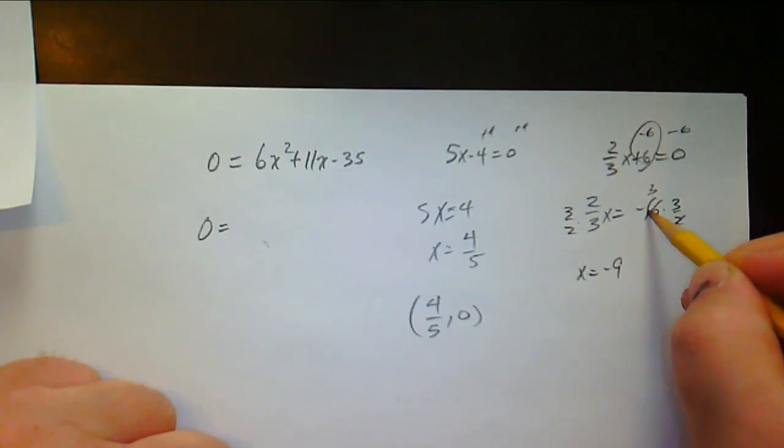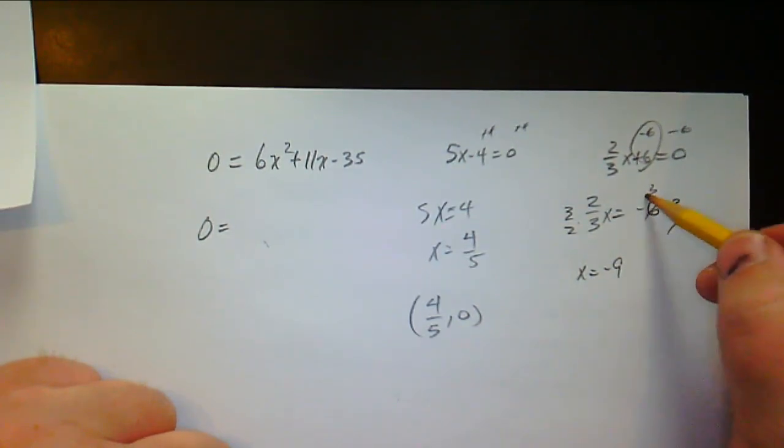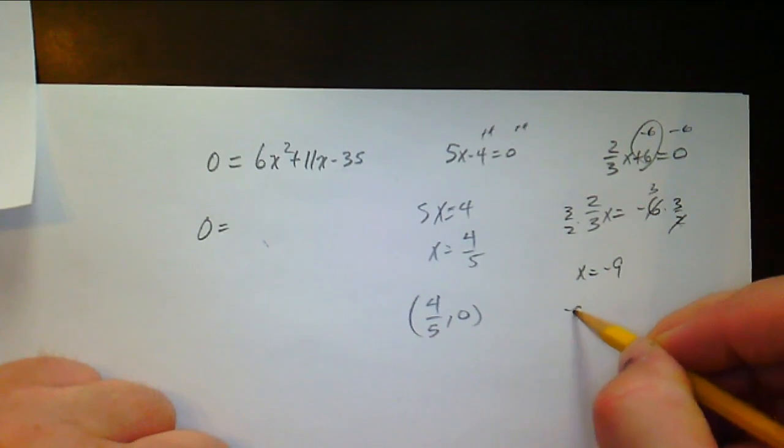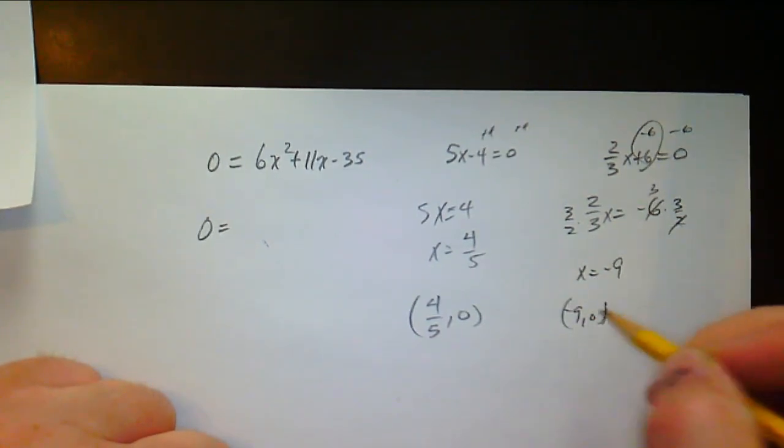Negative 9. Sorry, 2 goes into 6 three times. Negative 3 times 3 is negative 9. So negative 9, 0. All right.